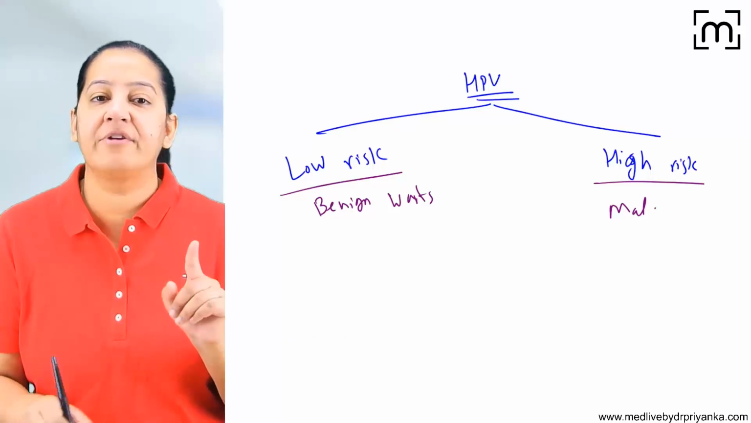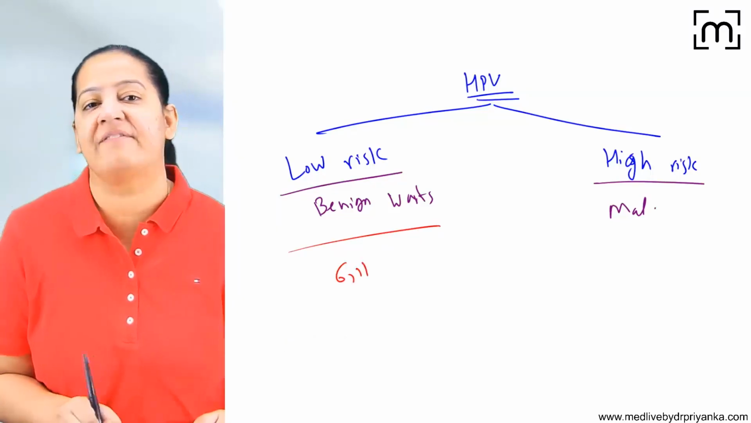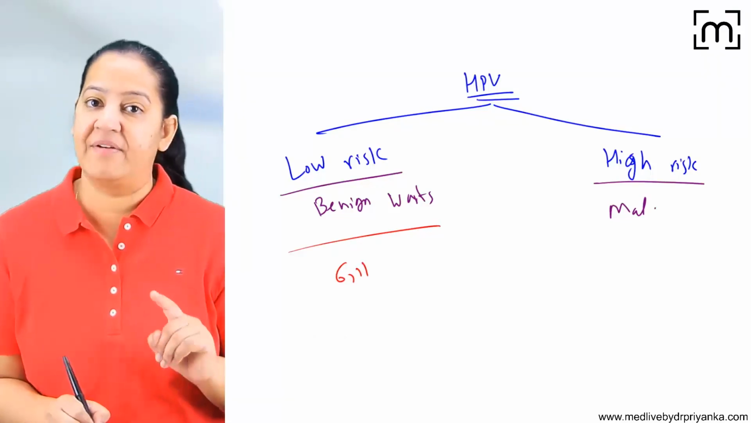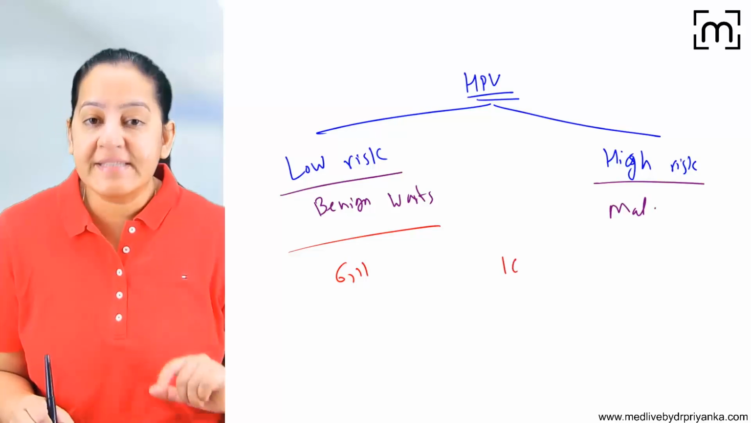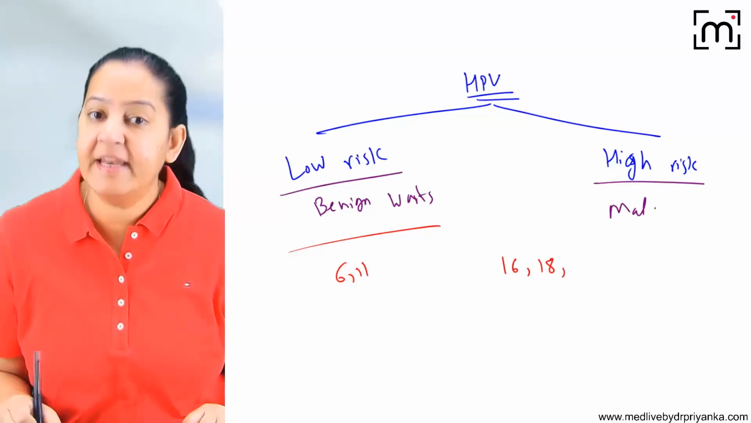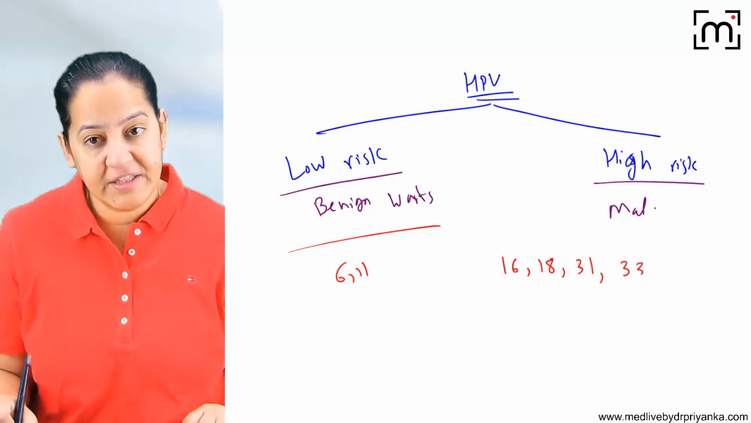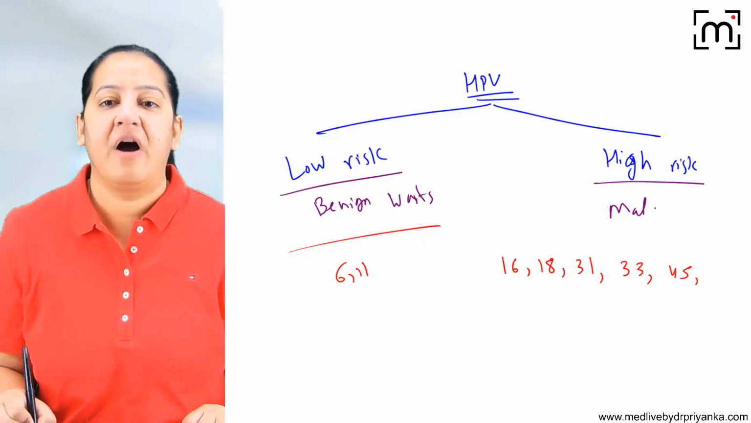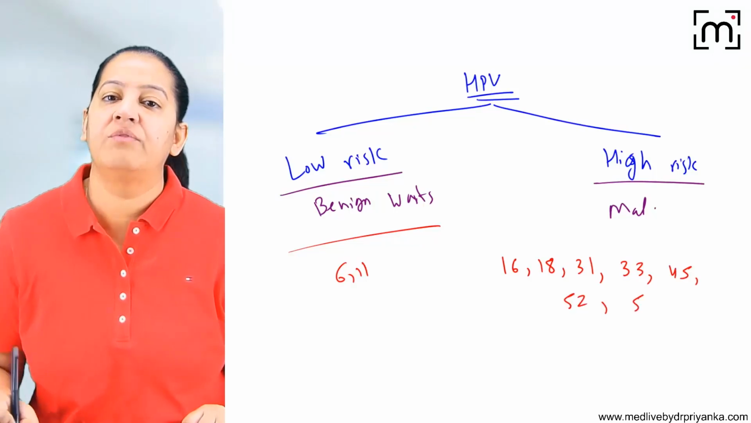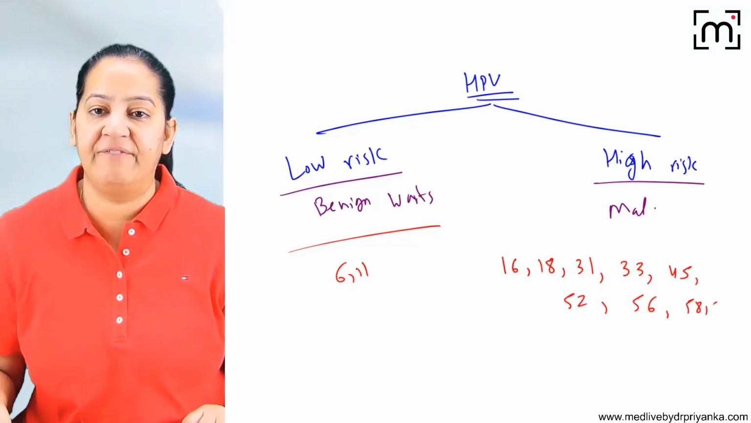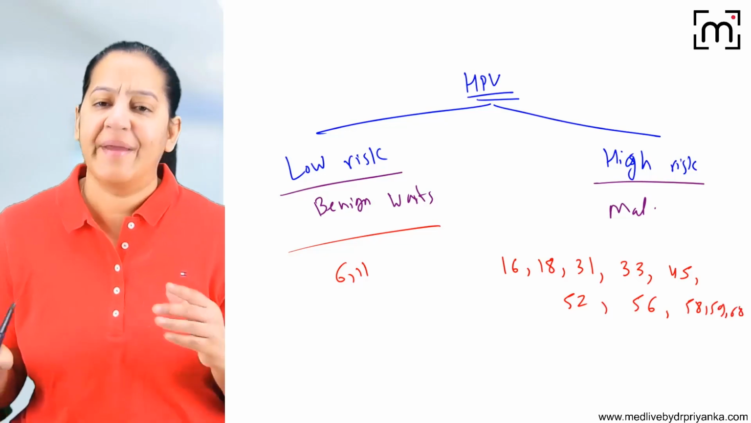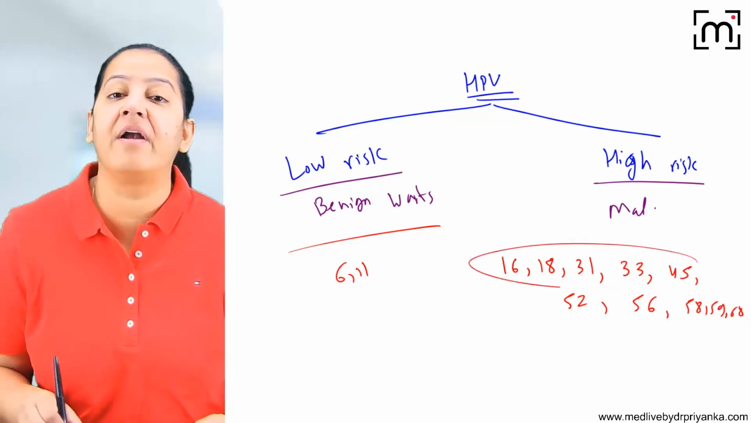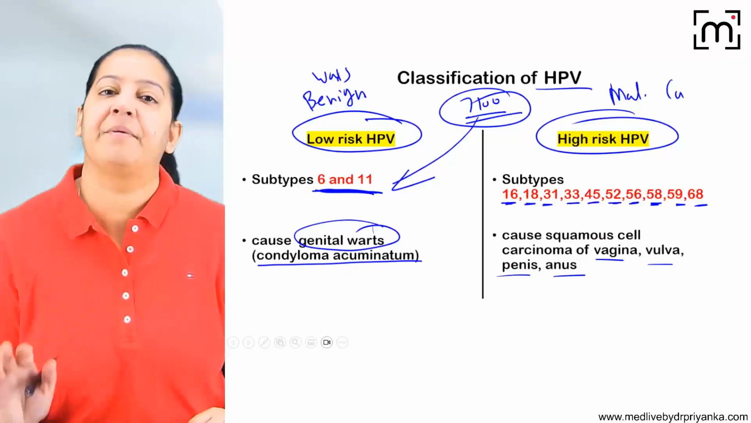So among more than 100 types, the low risk is always 6 and 11. Subtype 6, subtype 11. In the high risk, it's 16, 18, 31, 33, 45. After that, there is 52, 56, 58, 59, 68. You can learn these also, but these 5 are ultra important. So that is the type of HPV.